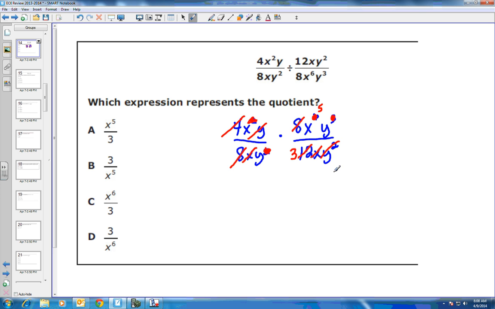So is there anything else that I can cancel out? What about this y and this y? Can I cross cancel those? Yep. So the only thing I have left on top is this x and this x to the 5th. So I have x to the 6th on top, and the only thing I have left on bottom is a 3. Now, if it starts getting confusing when you start crossing everything out, you can multiply straight across on the top and then multiply straight across on the bottom, then simplify. But my answer on this one is C.